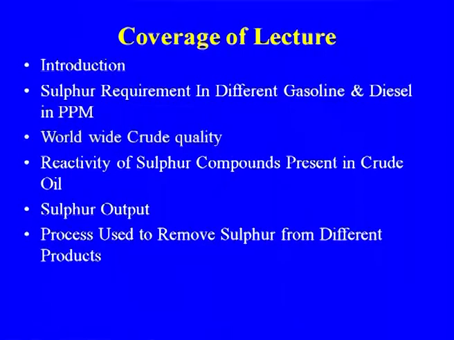And so what are the various sources? As we discussed earlier in the previous lectures, whether it was catalytic reforming or FCC or hydrocracking, in all the processes the prerequisite was treatment of the feedstock before it went to the main process, because sulphur is one of the highly poisonous catalyst poison materials, and so removal was very important. And so, the various sources and the processes used to remove sulphur from the different products.